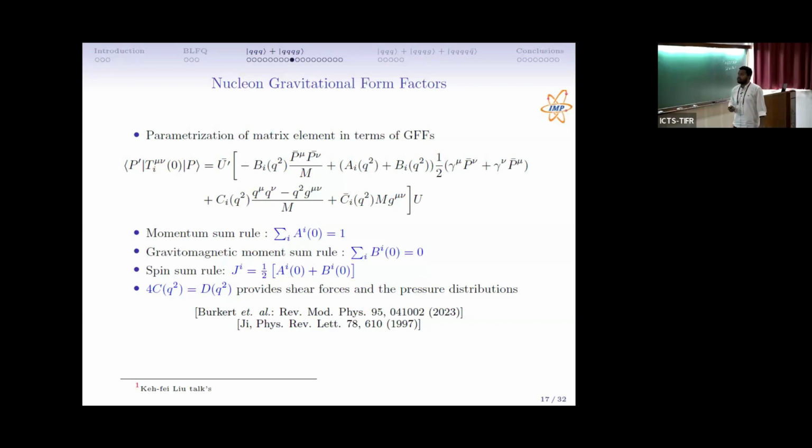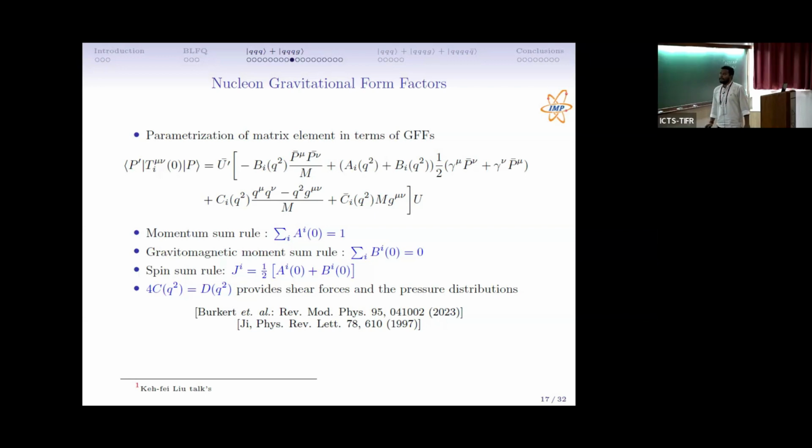Okay, so gravitational form factors can be calculated through the matrix element of the energy momentum tensor. If you know the energy momentum tensor, we can calculate this matrix element, and that can be parameterized in terms of 4 gravitational form factors, A, B, C, and C bar. This is very important because they follow some sum rules. The first one is the momentum sum rule. If we sum over all the A0, that should be the total momentum of the system.